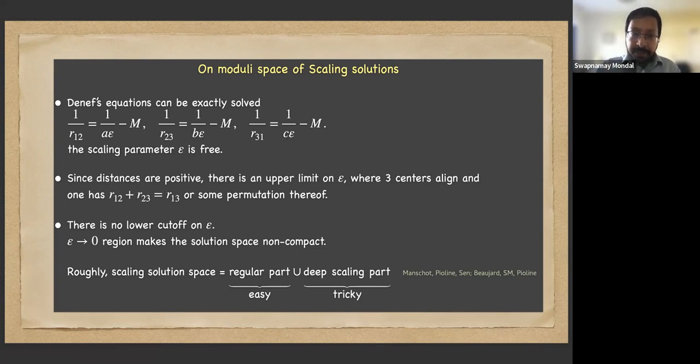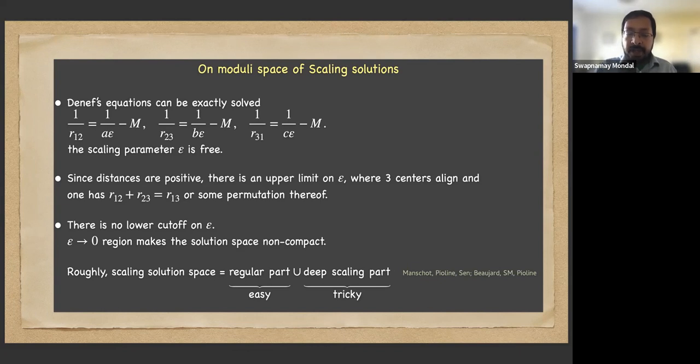Okay, but the important point is that there is no lower limit to epsilon, and that makes this epsilon goes to 0 region non-compact. So very roughly speaking, the scaling solution space has a structure where you have a sort of finitely separated nodes or centers, which we'll call the regular part. This part is easy in the sense that when you compute the index and so on in this solution space, the standard techniques work in it. The standard techniques capture only this regular part, and fail to capture the very small R part, which we'll call the deep scaling part, where the centers are almost coincident. This part is tricky, but this is not the topic of our talk really.